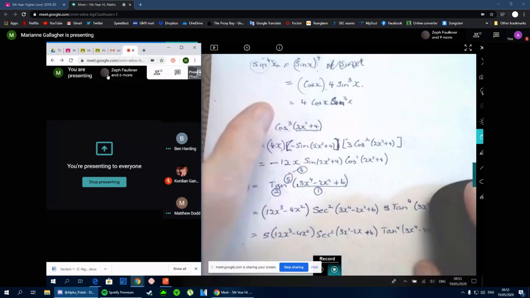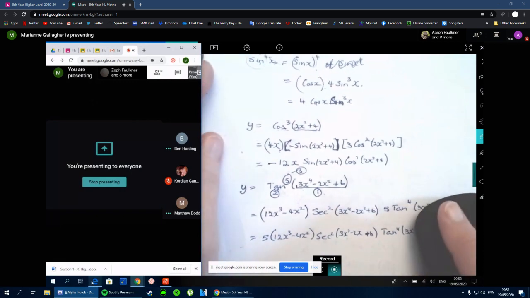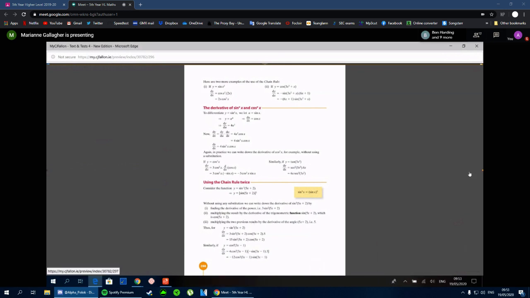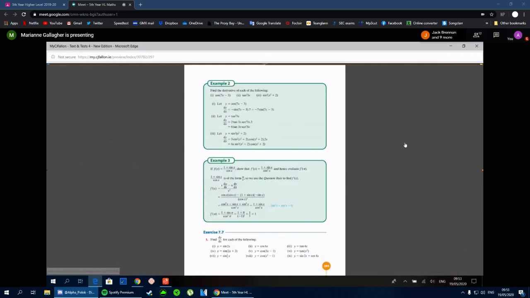So let's get you guys practicing on some. You'll see it here in the book, using the chain rule twice. We're actually using it 3 times. So those in the book are the exact same type of thing, only you can simplify what we just did. And then example 3 is the quotient.